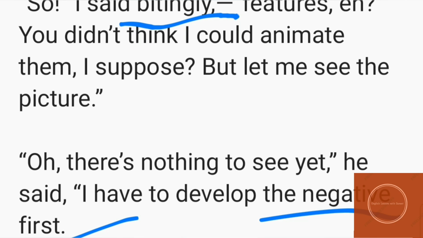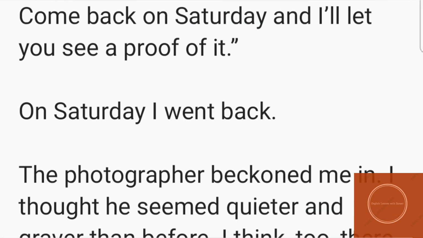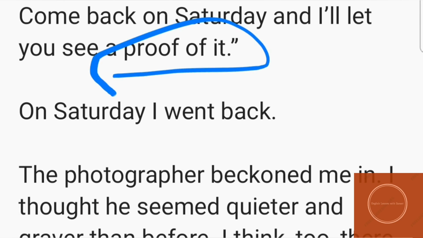And the photographer tells the customer to come back on Saturday and he'll let him see a proof of it. Here the proof basically means a basic idea of the photograph, like a raw picture that the man is going to show him. That would be the final product that he was going to give to the customer, but he would show it to him on Saturday. So he tells the customer to come back on Saturday.